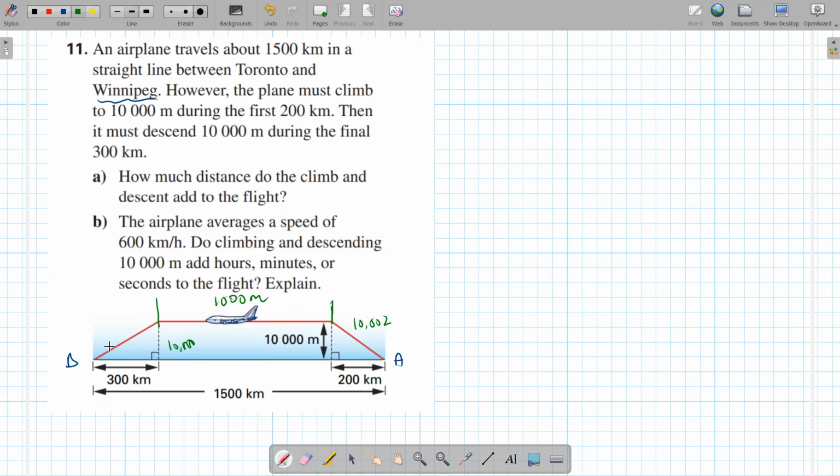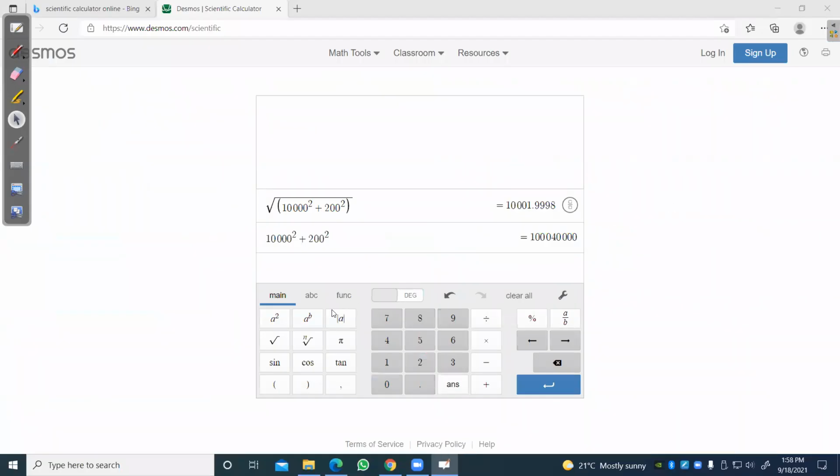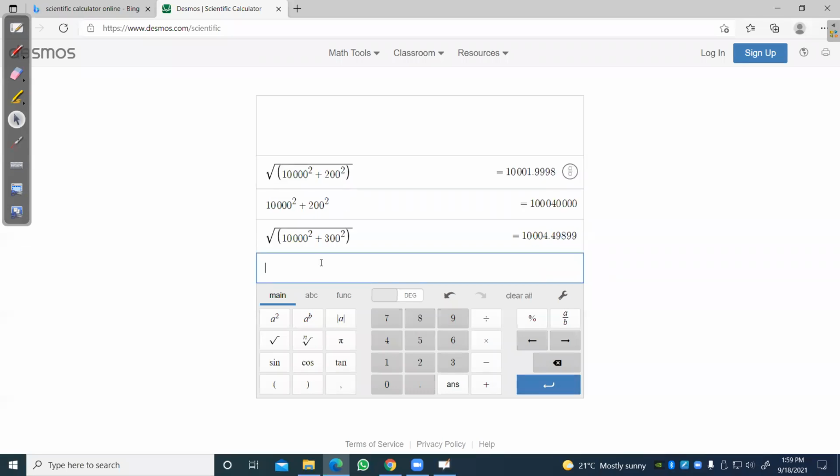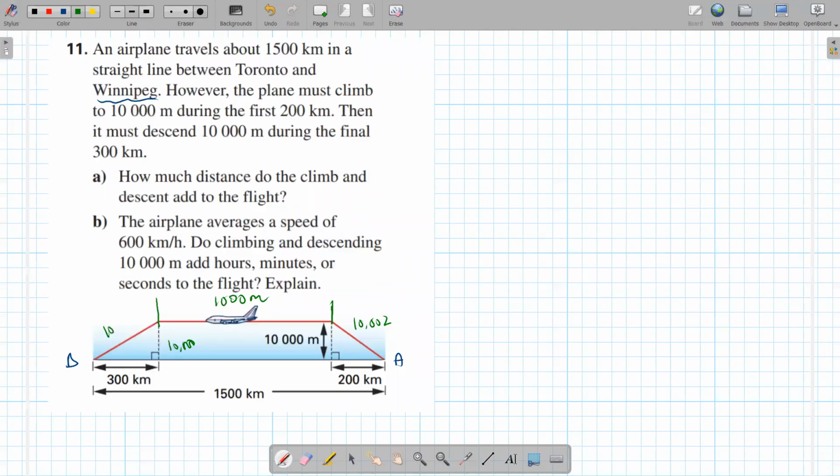And again, we're trying to find the hypotenuse, right? So look at this. Square root of 10,000 squared plus, again, C value at 300 squared, bracket close, enter. And that's 10,004.5. I'm just gonna round that up a little bit. 10,004.5, yeah? So what's the total distance traveled by the airplane?